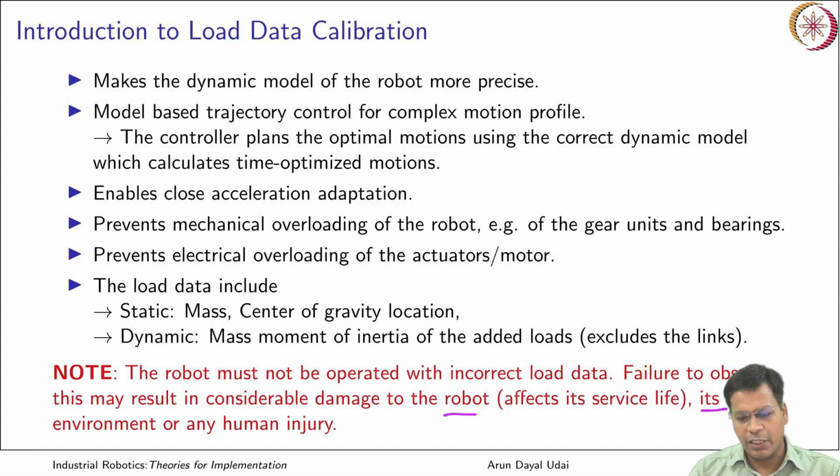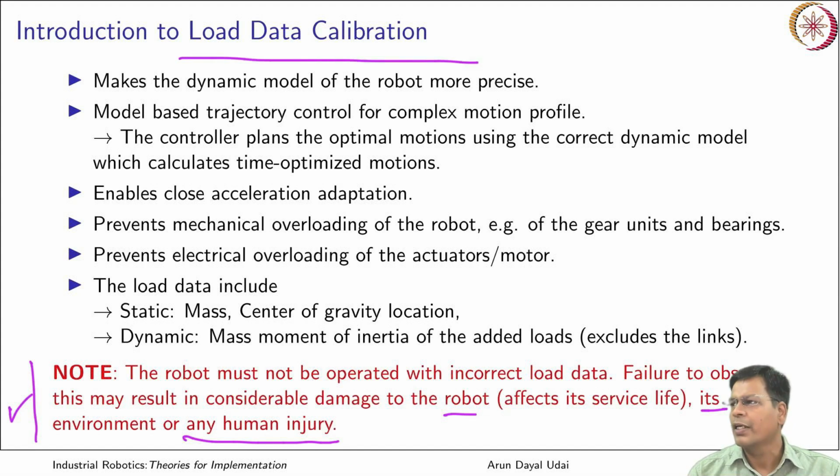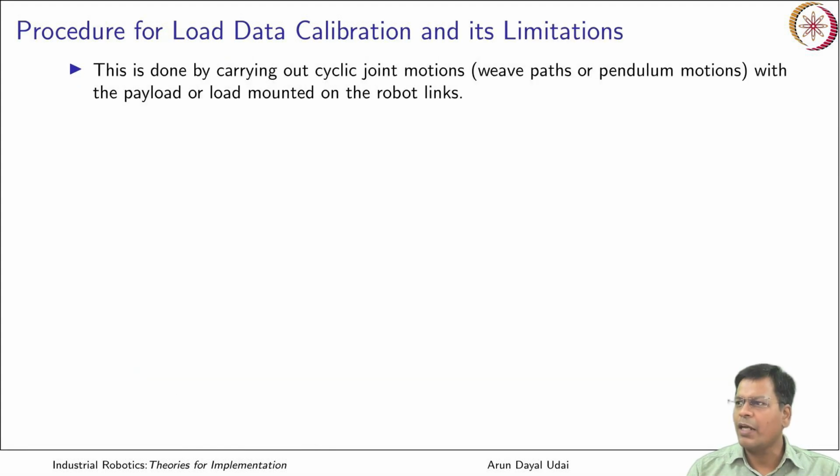If it fails considerably, in that case, it can also injure a human who is around, who is working along with the robot. Maybe he is programming, he is handling the robot and systems. So that is what. It is a warning which is placed in any robot manual. So this is a prerequisite. Before you put your robot to use, you have to do this task, that is load data calibration. So yes, there are procedures for load data calibration, and there are some limitations also.